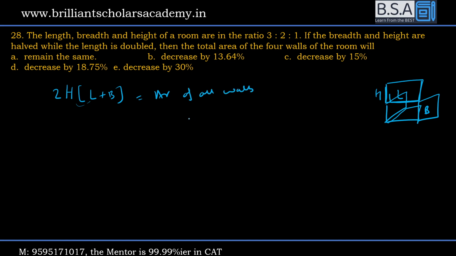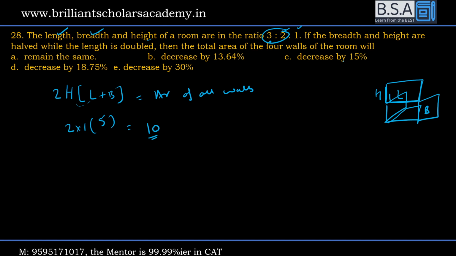Is this correct? And you can directly go with these numbers 3, 2 and 1. Out of these, length is the first number, breadth is the second number, and height is the third number. Can I say the first two are added? 5 multiplied by height, which is 1, multiplied by 2. So currently the area of all walls is 10.